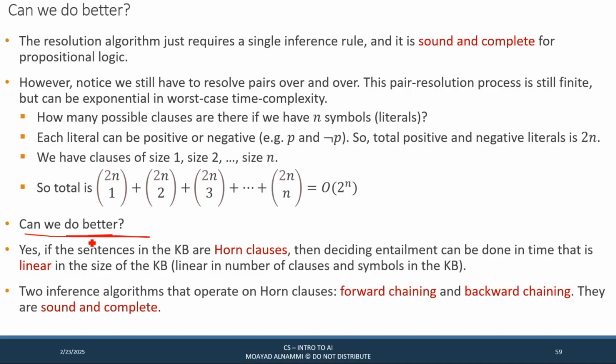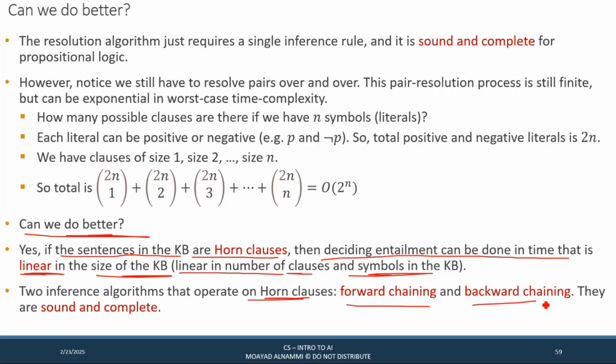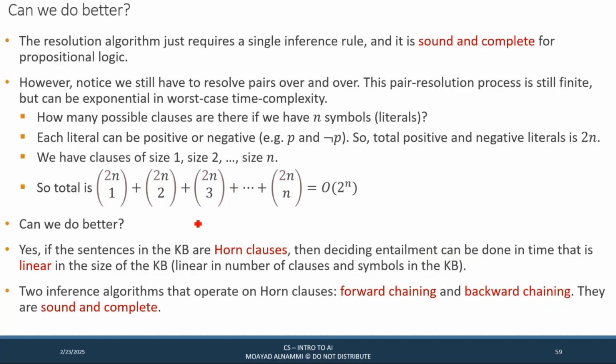Can we do better than this? Yes, if the sentences in your knowledge base are Horn clauses, then deciding entailment can be done in time that is linear in the size of the knowledge base, that is linear in the number of clauses and the number of symbols in your knowledge base. So there are 2 inference algorithms that operate on Horn clauses. They're very simple to follow. One is forward chaining and the other is backward chaining. They're very similar in nature, and they are both sound and complete.